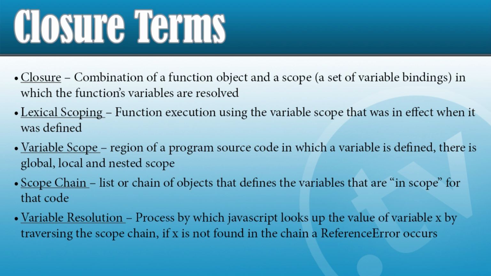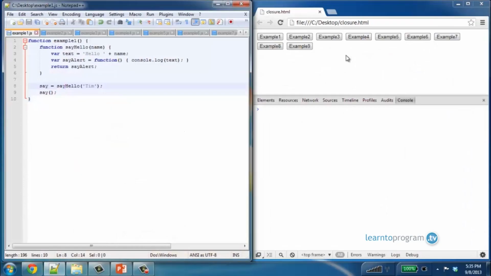So let's start with some basic examples that I have already prepared. Basically, closure.html refers to the JavaScripts defined on the left. Example 1 refers to example1.js. Example 2 refers to example2.js, and like that. I have already defined 9 examples. So let's start with example number 1.